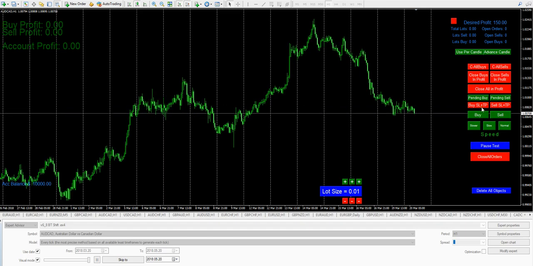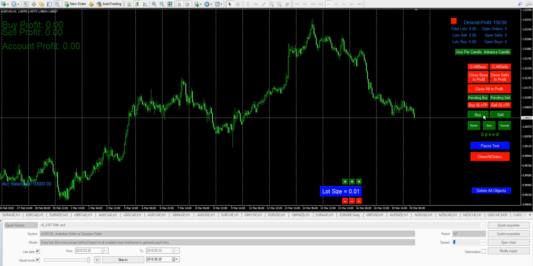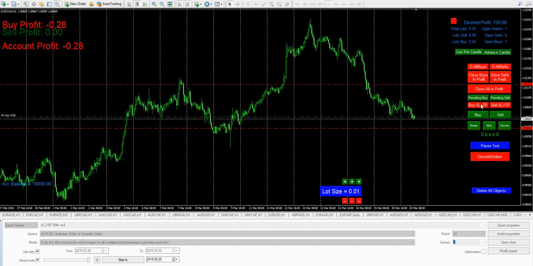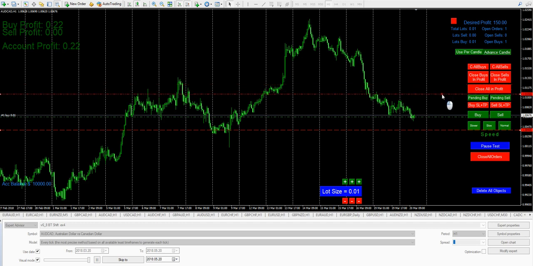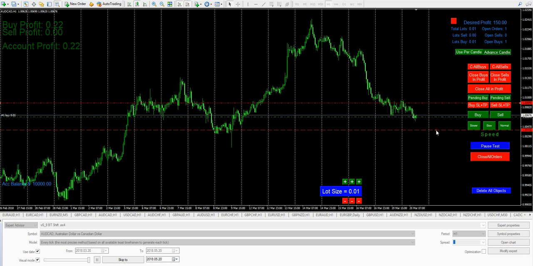So to put a stop loss and take profit, well, first I would put a buy, and then you hit the stop loss and take profit. You can pause the test and move the buttons to wherever you want your stop loss and take profit to be. And that is how you use the stop loss and take profit that I designed with the original strategy tester.